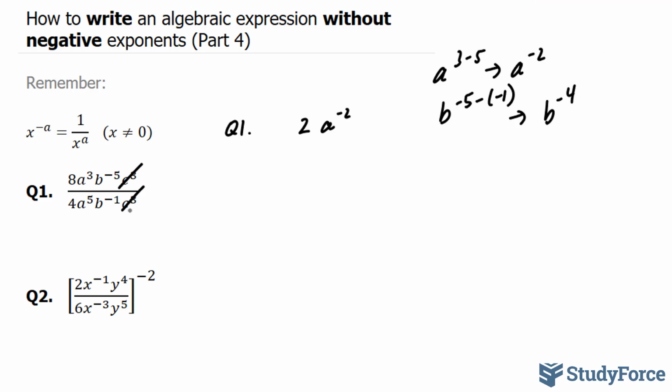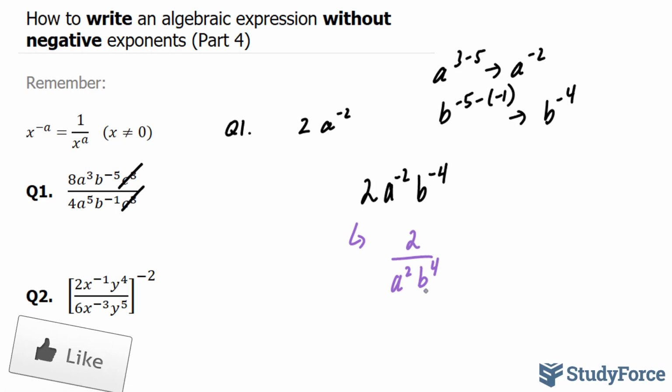We are left with 2 times a to the power of negative 2, this part, times this part. And remember, this a to the power of negative 2 can be switched to this format. Similarly, this can be switched to this format, where we get 2 times 1 over a to the power of 2, times 1 over b to the power of positive 4. Combining all of this together, 2 over a to the power of 2, b to the power of 4.